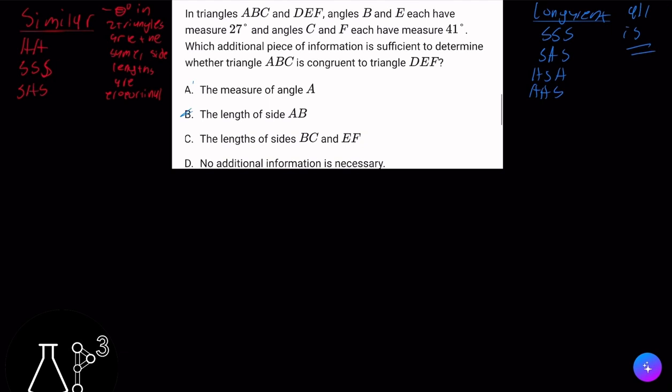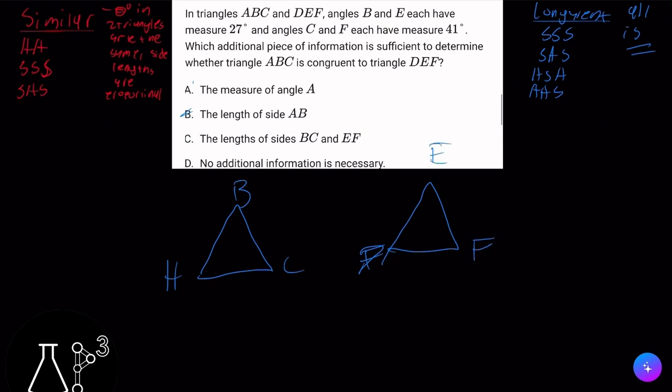For congruence, it's a little bit different. You need the sides to be equal as well. So it's again side, angle, side, and angle, side, angle. It's important for this question, and you'll see why. In the triangles ABC and DEF, so two different triangles, I'm going to draw them right here. ABC and DEF. So what are we given?